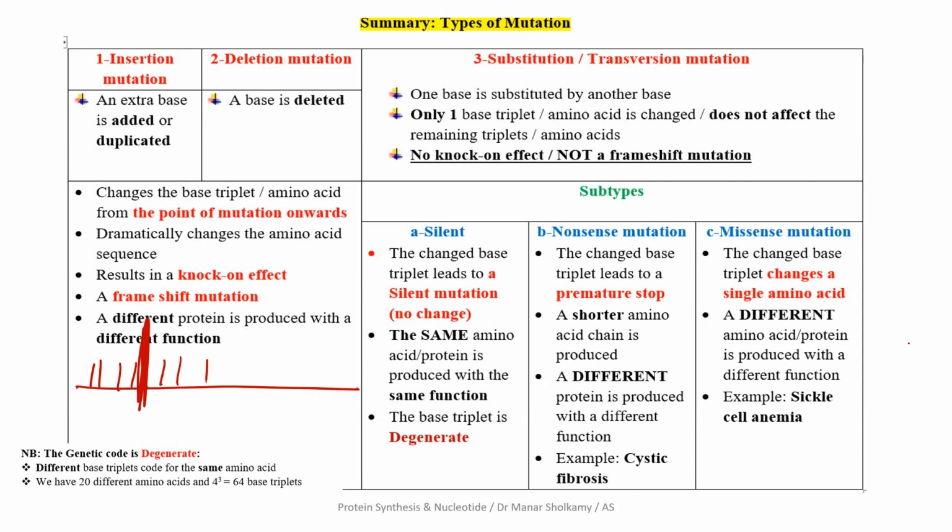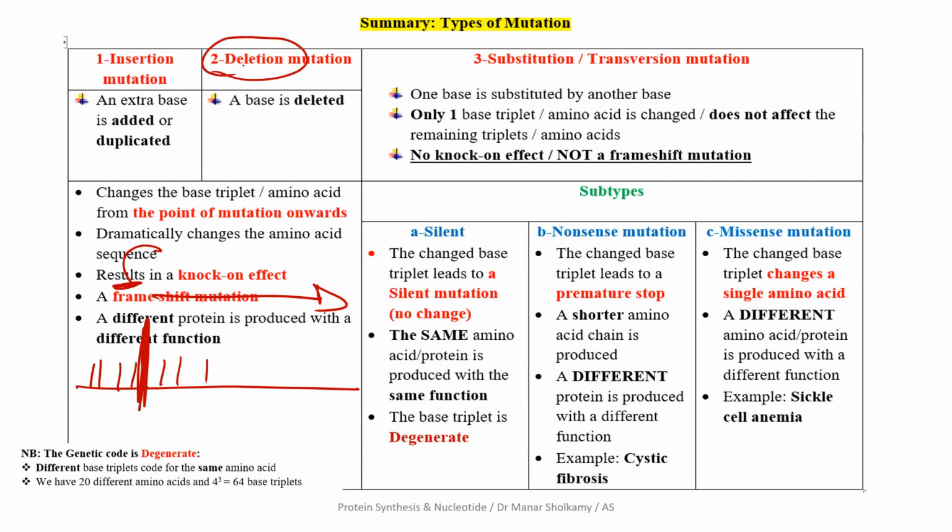In other words, the sequence of the bases will change from the point of mutation onwards because I inserted a base, and we know that the base triplet or the universal code is non-overlapping. I'll read it in 3s. Clear? So I will have a different sequence of bases, different sequence of amino acids, different final protein. It's a drastic change. And deletion.